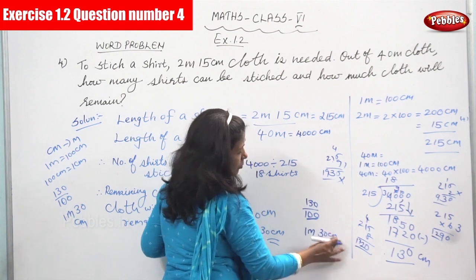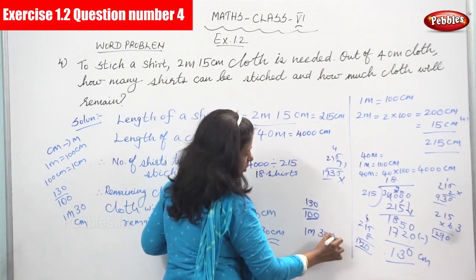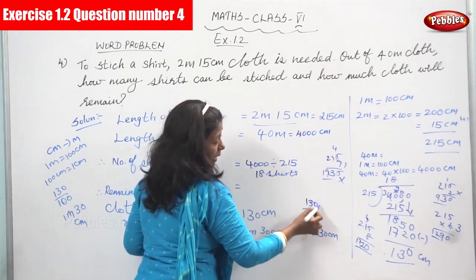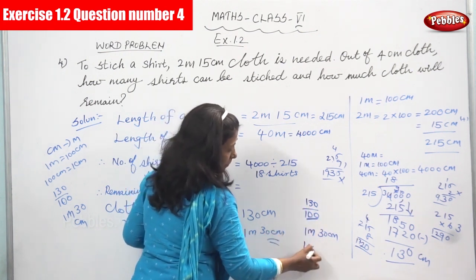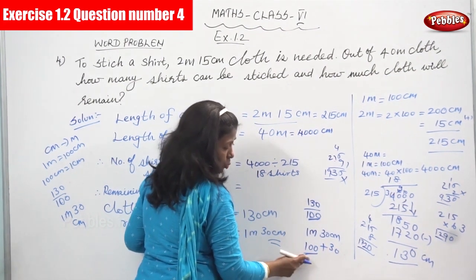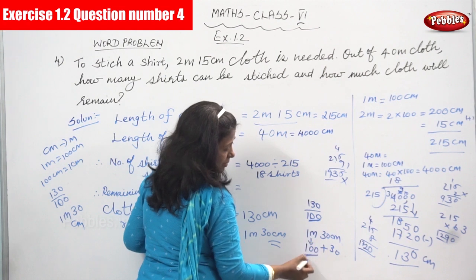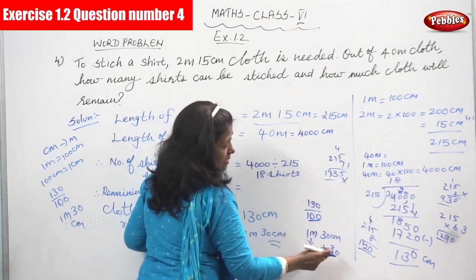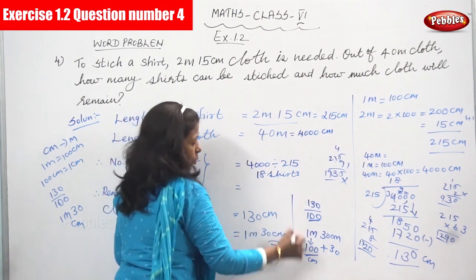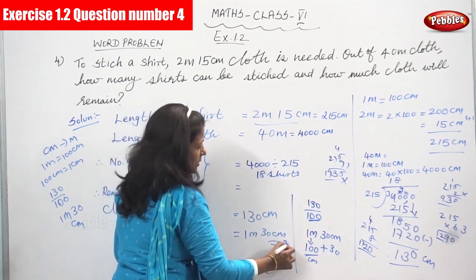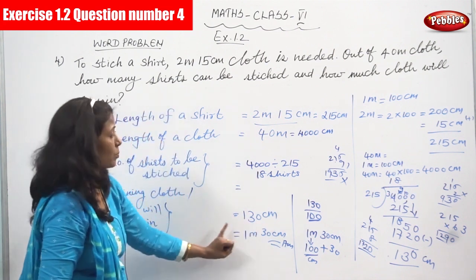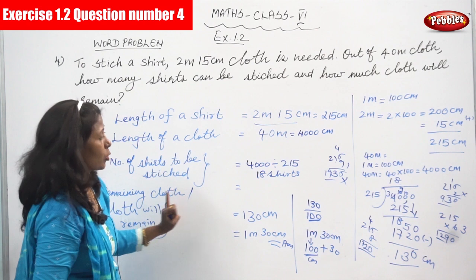That is already 1 meter and 30 centimeter, because 1 meter is equal to 100 centimeters. 130 means 100 plus 30. So this 100 centimeter you can consider as 1 meter. You know that 100 centimeter is equal to 1 meter. So this 30 centimeter as it is will come. That is, 1 meter and 30 centimeter. The answer is 1 meter and 30 centimeter is the remaining cloth. Otherwise 130 centimeter is the remaining cloth, or the cloth will remain.